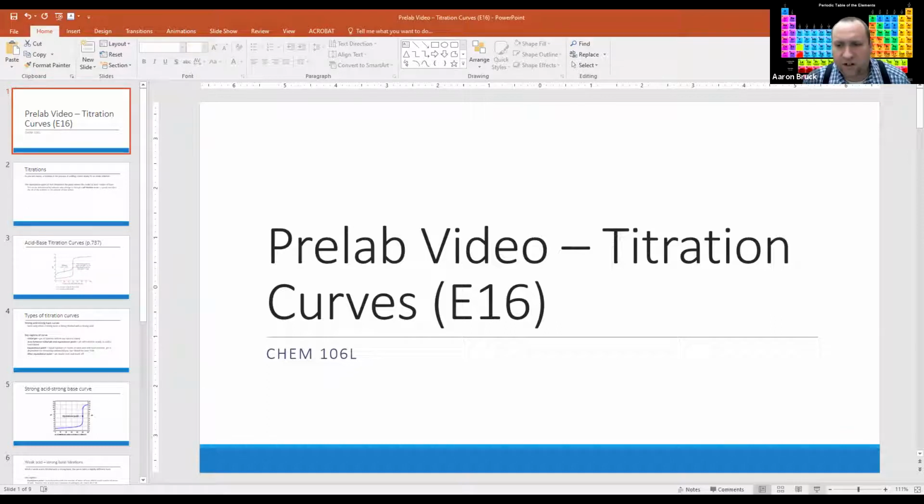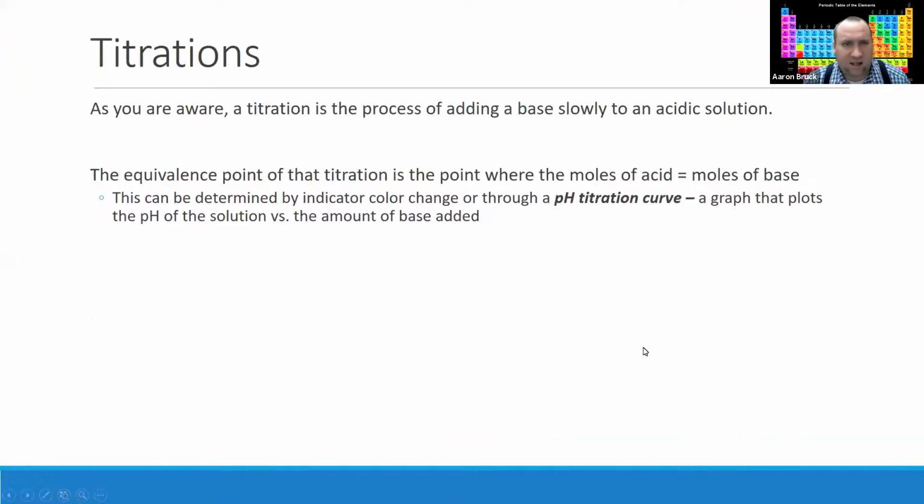So for titration curves, this is lab E16. What we are getting into are titrations. Now, you are very familiar with titrations at this point. You did them all through Gen Chem 1, all through Gen Chem 1 lab, and we just started to see a little bit of them in Gen Chem 2, especially the lab that we just did on the thermodynamics of acid dissociation.